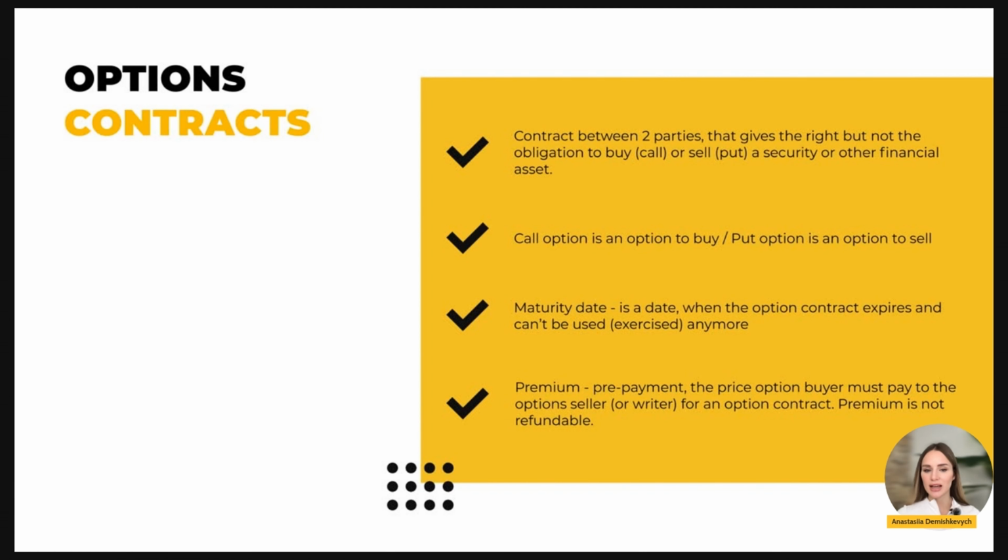The second type of derivatives we discuss today are options. Options give you the right, but not the obligation, to buy or sell the underlying asset at a pre-specified price before a set expiration date. There are two main types of options: call options, which give you the right to buy, and put options, which give you the right to sell.